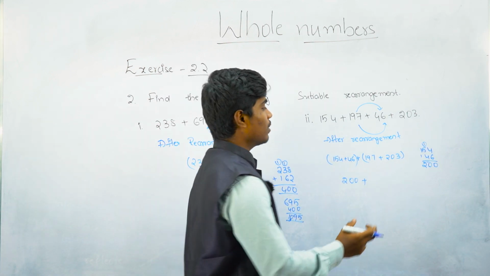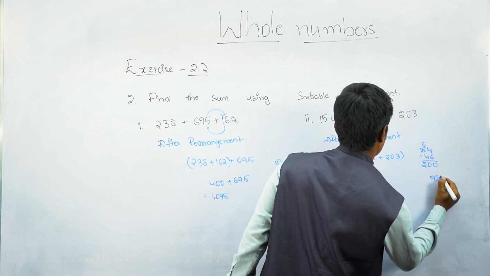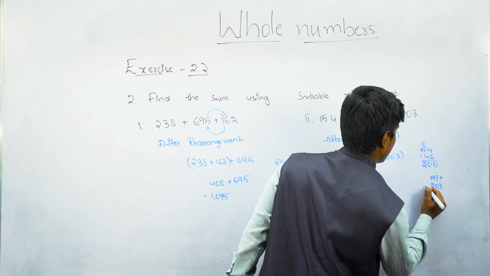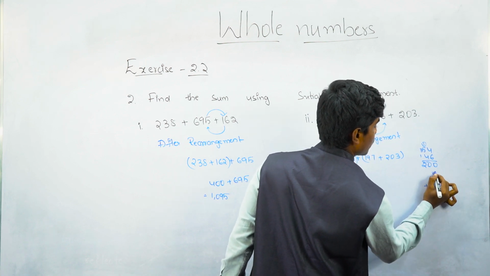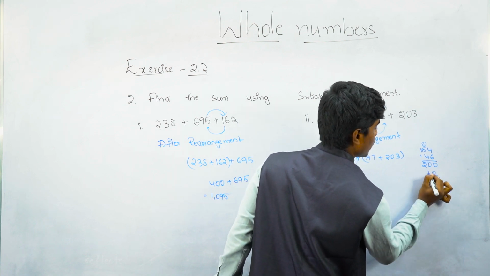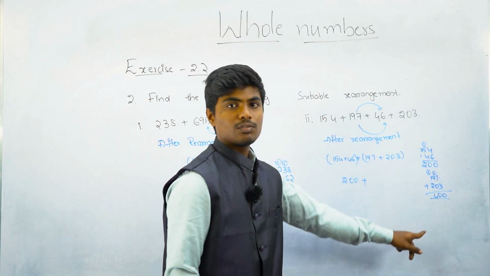Now let's find the value of the second two numbers. 197 plus 203. 7 plus 3 is 10. 9 plus 1 is 10. 1 plus 1 is 2. 2 plus 2 is 4. So the answer is 400.